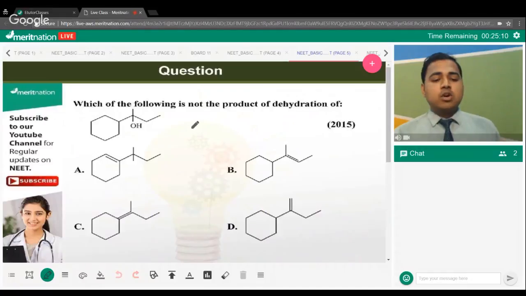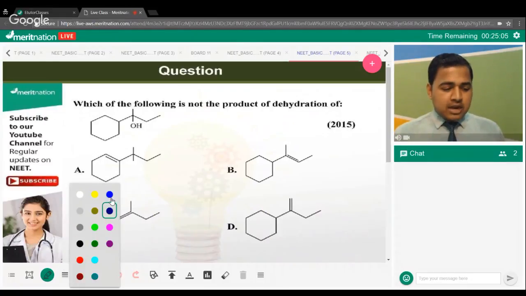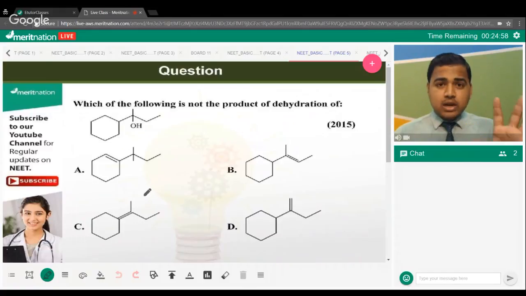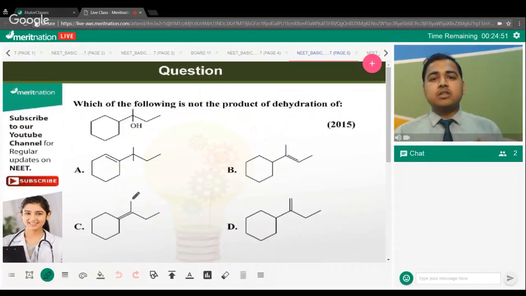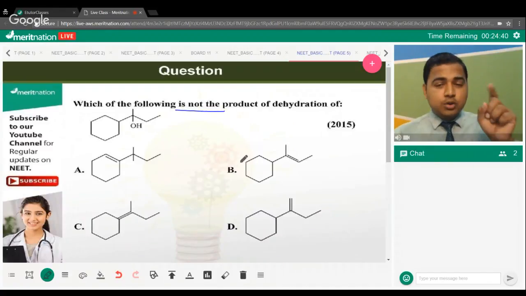Which of the following is not the product of dehydration? That's a very beautiful question. But I just want to tell you, whenever a question is related to this, which of the following is not, then most students find the correct answer, but the question statement is just opposite. So whenever the question has a negative sentence, like which of the following is not the product, you have to underline it. This underline confirms to your brain that you have to find the wrong answer, which will be your correct one.